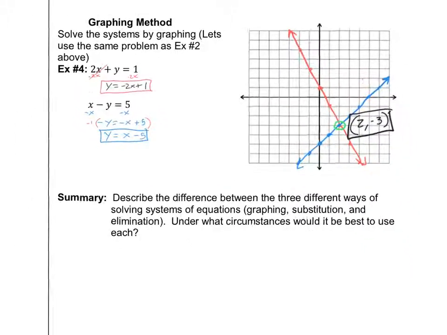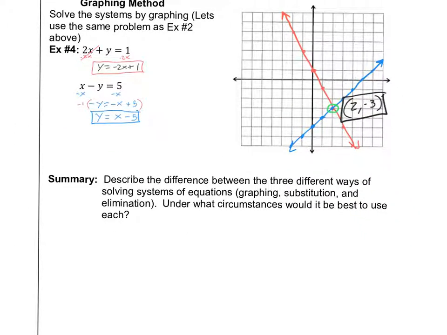Last thing here on the notes, describe the difference between 3 different ways of solving systems of equations. So we've gone over these 3 ways: graphing, substitution, elimination. Under what circumstances would it be best to use each? I want you to think through what would make each one easier for what scenario. Because you're not always going to use elimination, you're not always going to use graphing, you're going to use the one that's easiest for each scenario. So what would make them easier? Like, what information would you need to make you want to use substitution or elimination or graphing?